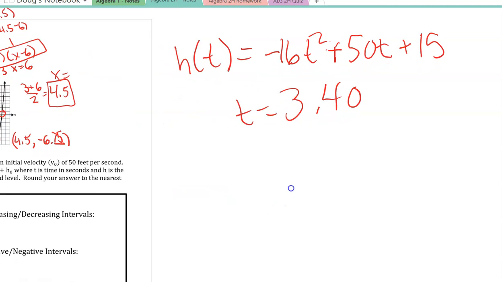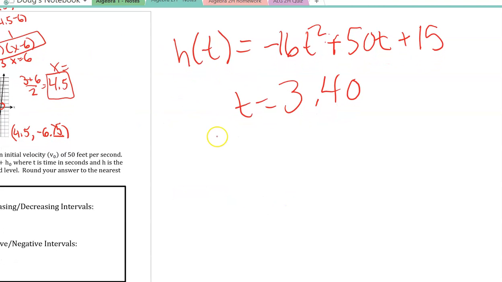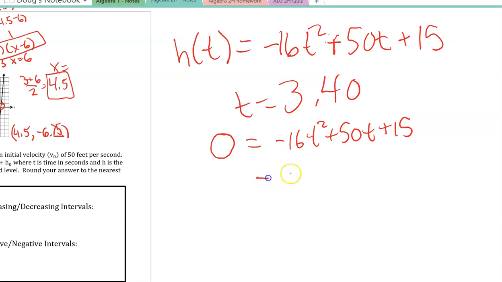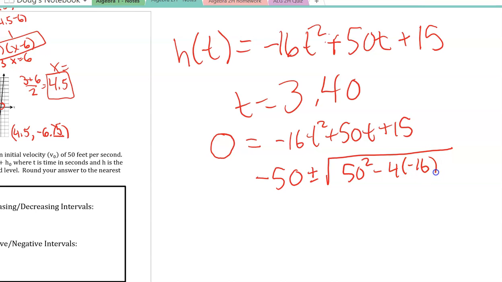Now, we could also do this mathematically. We could say h of t equals 0. That is our height of 0 when it hits the ground. Equals negative 16 t squared plus 50t plus 15. We can use our quadratic formula. Negative b, negative 50, plus and minus the square root of b squared, 50 squared, minus 4 times a times c, all divided by 2 times a.